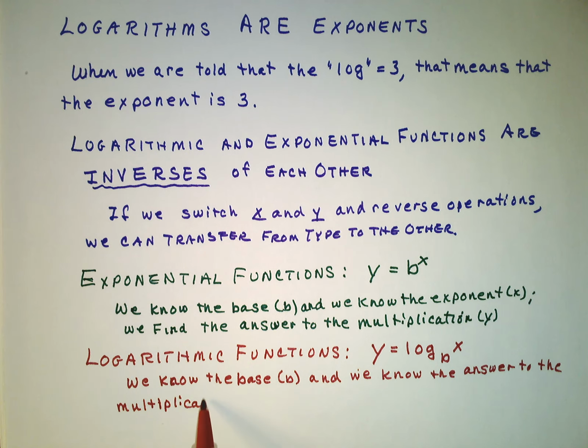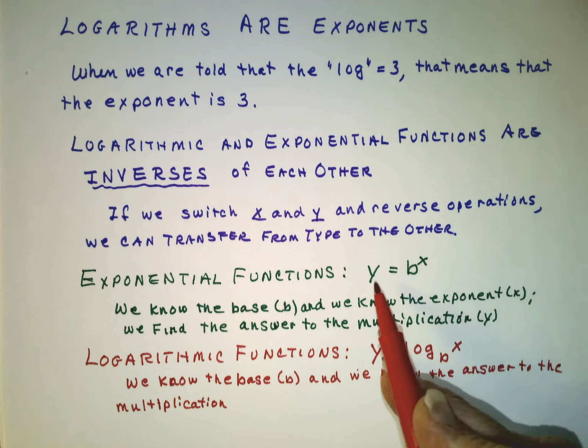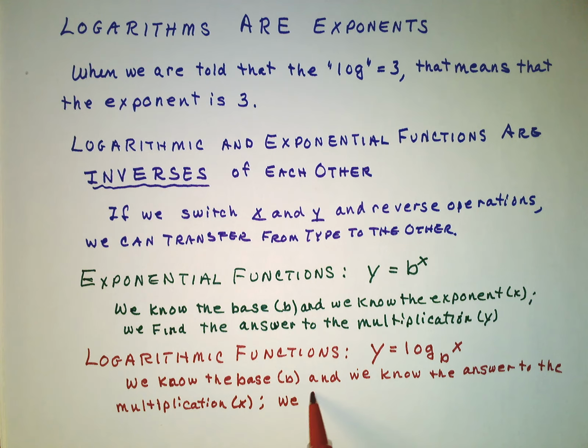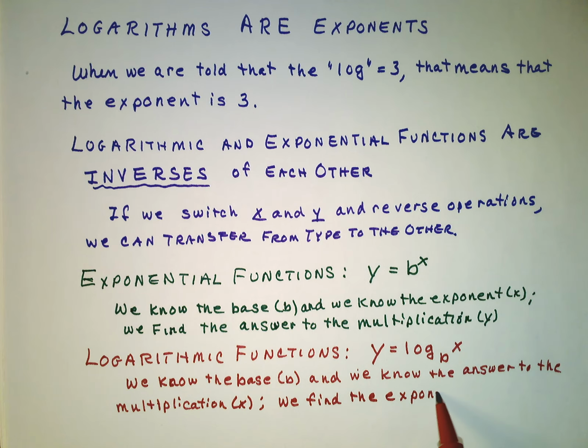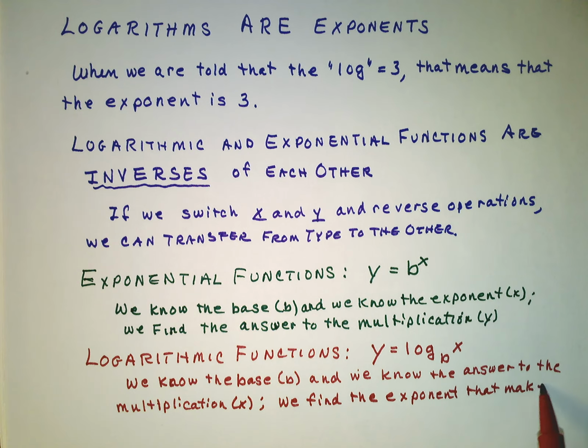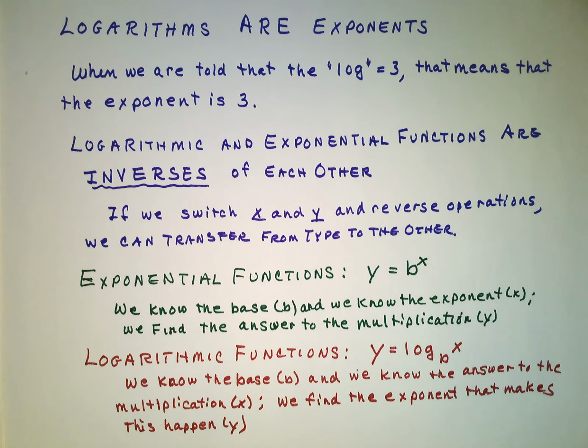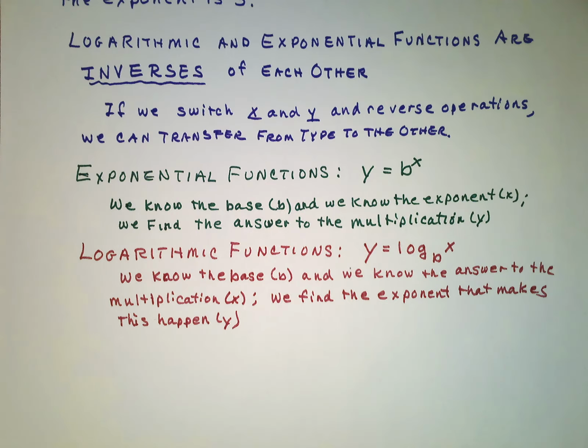Which is a long word to spell. And the answer to the multiplication isn't y anymore. The answer to the multiplication is x. We find the exponent that makes this happen. And that missing exponent is the y. So it's going to take a little getting used to.